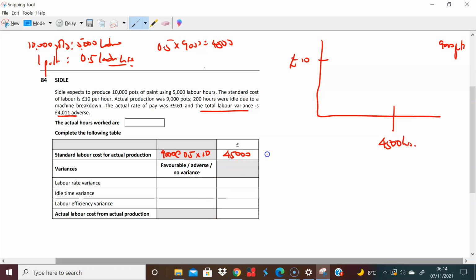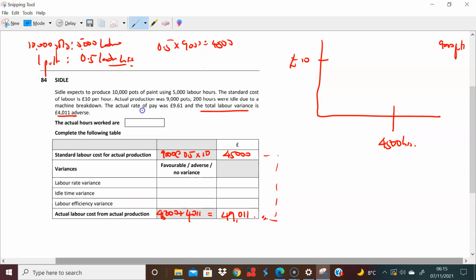So I know straight away that the relationship here is that I actually spent on total production 4,011 more, which brings this to 45,000 plus 4,011, and that brings that to 49,011. That's the first thing. Now that I have this information, I have the total actual labor cost for actual production.